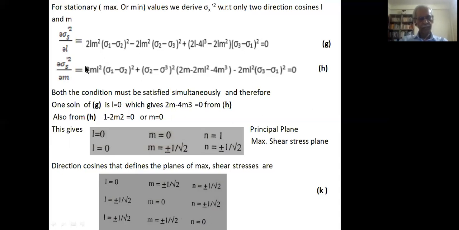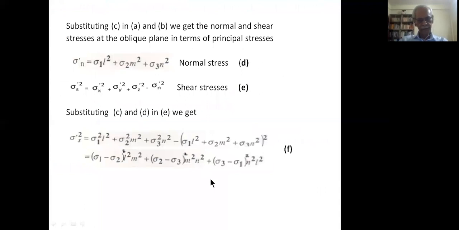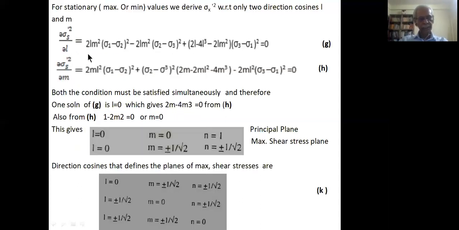If you look at equation F, it is very easy. Differentiate this with respect to L, you will get 2Lm square times sigma 1 minus sigma 2 whole square, minus 2Lm square times sigma 2 minus sigma 3 whole square, plus 2L minus 4L cube minus 2Lm square, multiplied by sigma 3 minus sigma 1 whole square. This will be equal to 0, because we are trying to find out the maximum or minimum value.